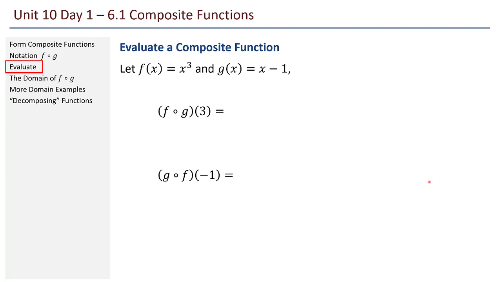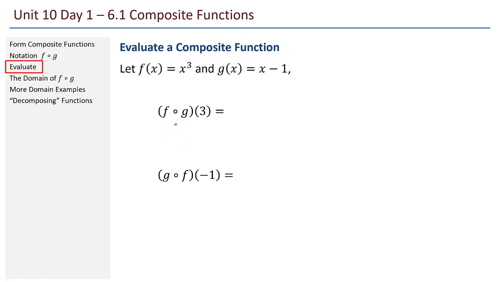Let's evaluate a composite function at some different numbers. Let's say, again, for example, f of x is x cubed, and g of x is x minus 1. Well, f of g is a function just like any other function, so I can evaluate f of g at the number 3, or I can evaluate g of f at the number -1. Let's give this a try.